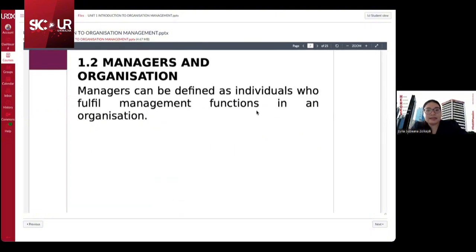So managers can be defined as individuals. So who manages an organization? Okay, we talk about management and people. So who are the ones who manage the organization? This is what we call managers. Managers can be anybody, all right? Anybody. What I mean is it depends on your work title.